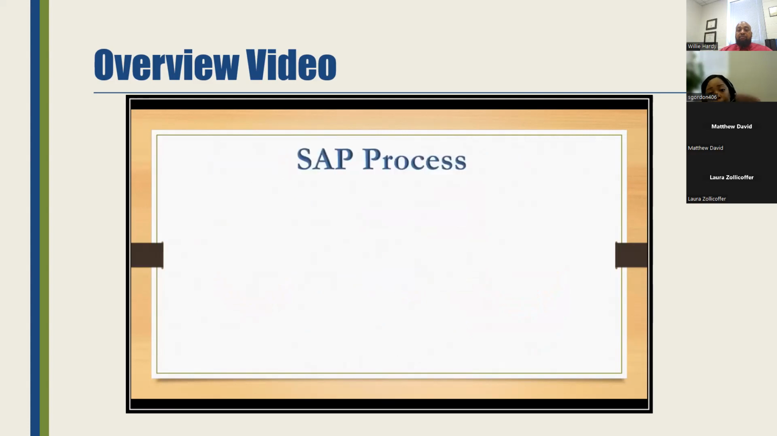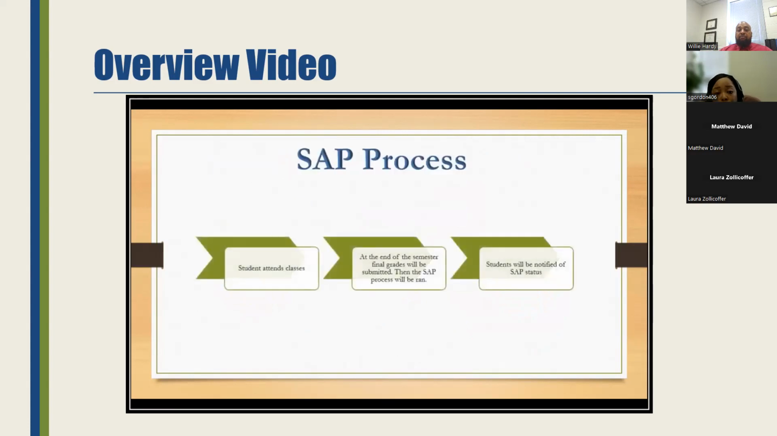The SAP process. Step 1, students attend class. Step 2, at the end of each semester, grades are submitted and the SAP process is run by the financial aid office. Step 3, notifications are sent via email notifying students of their current SAP status.